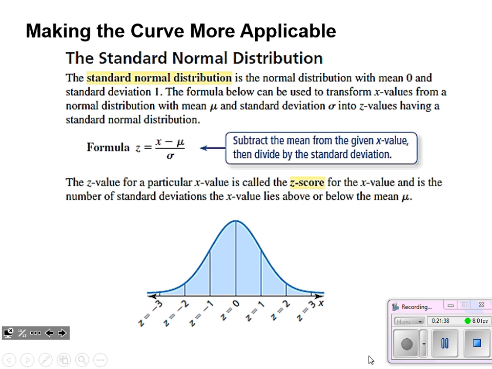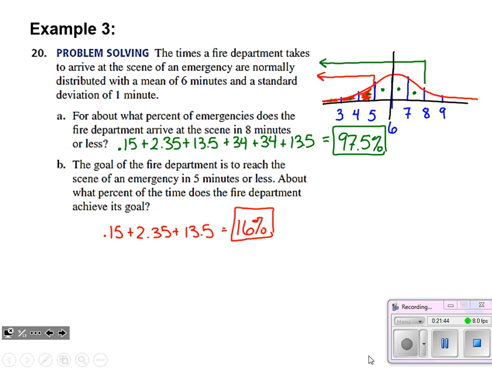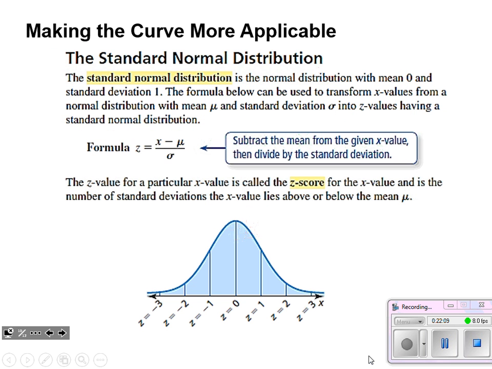Now, what made that last problem very easy to navigate is that the values we were looking at, 5 minutes or less, 8 minutes, fell on perfect standard deviations. That doesn't always happen. What if they said the goal of the fire department is to reach the scene of an emergency in 5.5 minutes or less? Or how often, what percentage of the time, is the fire department there in under 3.5 minutes? Something like that. It's not as easy to do when we don't have those nice clean wedges to use.